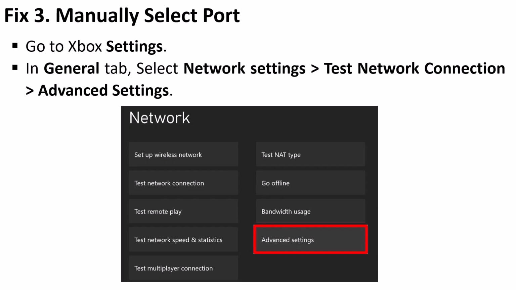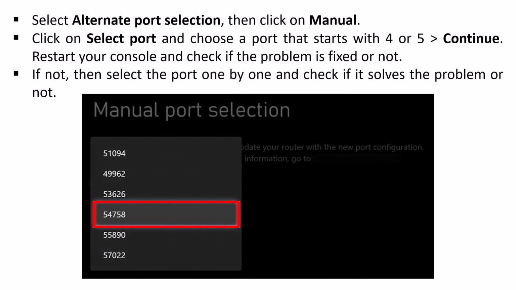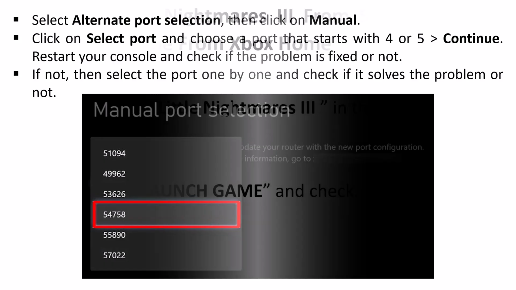Fix 3, manually select port. Go to Xbox settings, in the General tab select Network Settings, Test Network Connection, Advanced Settings. Select Alternate Port Selection, then click on Manual. Click on Select Port and choose a port that starts with 4 or 5. Continue. Restart your console and check if the problem is fixed or not. If not, then repeat the process and select the ports one by one and check which one works for you.